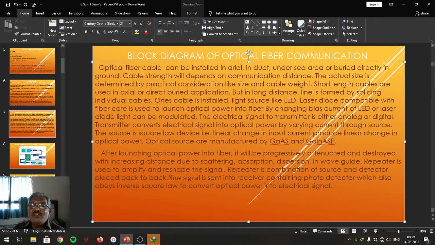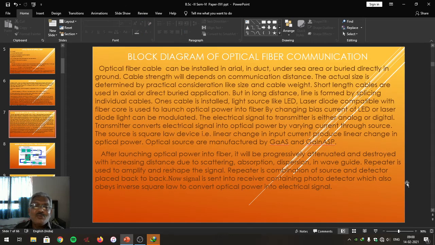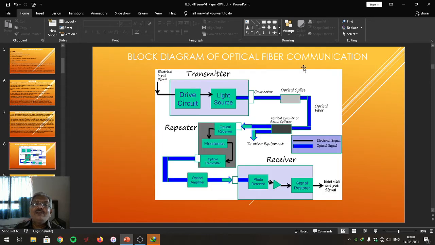Now the signal is sent into the receiver containing the photodetector, which also obeys the inverse square law to convert optical power into the electrical signal. And this electrical signal may be restored in the required form by using suitable transducers. The same aspect we are going to explain with the block diagram here.